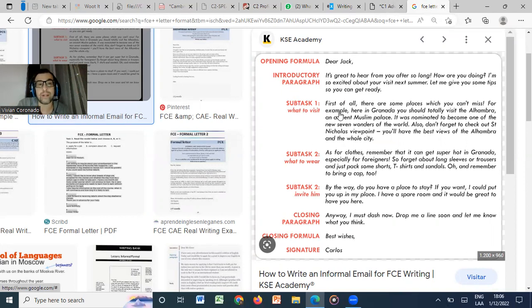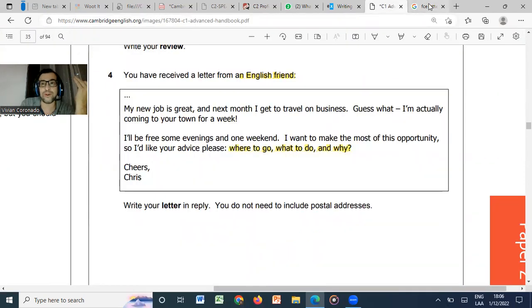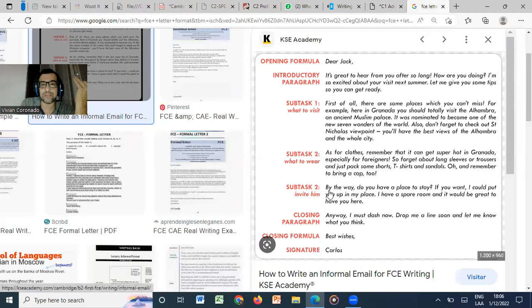Then subtask 1 is where to go. You write it here. Subtask 2, what to do. Subtask 3, why. Closing paragraph, give an excuse why you need to leave or finish the letter. Closing formula and your name. Remember, if it's informal, just write your name. In this case, Carlos, and that's it. Okay. So in general, this is how we do the writing test.